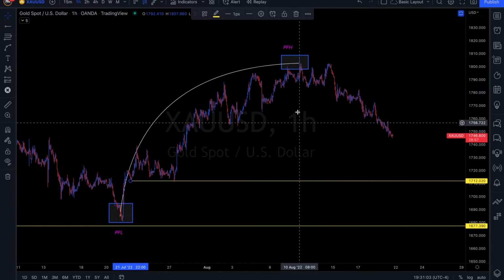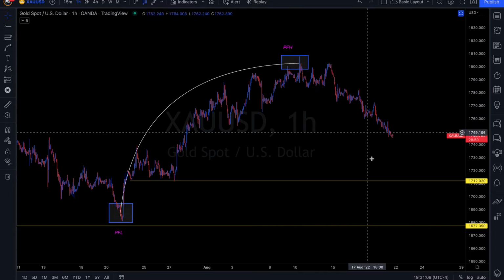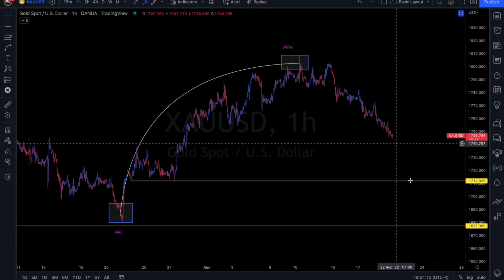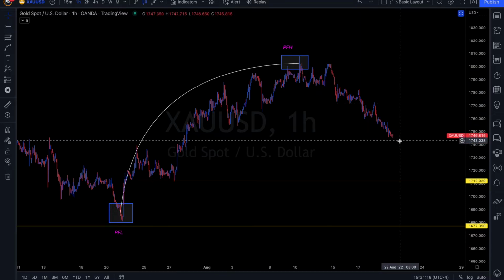So essentially, if we're just coming off of a peak formation high, okay, and we're looking to grab and move towards getting liquidity, which it's been doing so far.